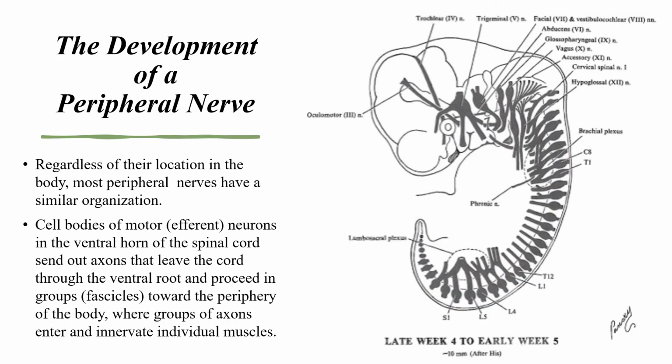Next is the development of the peripheral nerve. So regardless of their location in the body, most peripheral nerves have similar organizations. So cell bodies of the motor or efferent neurons in the ventral horn of the spinal cord send out axons that leave the cord through the ventral root and proceed in groups or fascicles towards the periphery of the body, where groups of axons enter and innervate individual muscles. So when you say peripheral nerves, these are the nerves that you see, of course, from the midline going to the sides of your body. Okay?